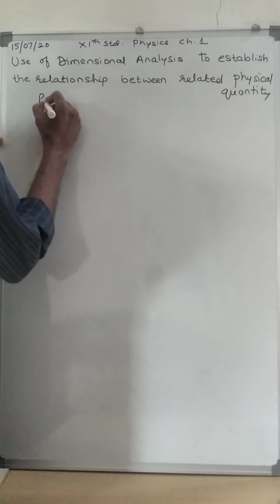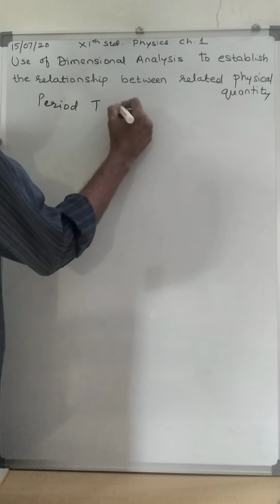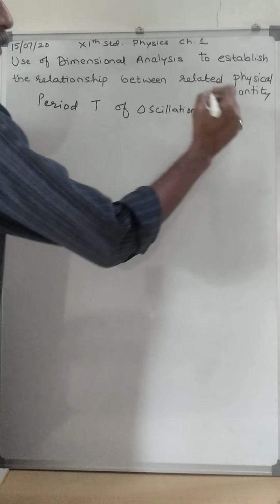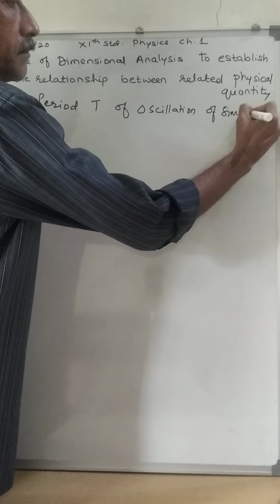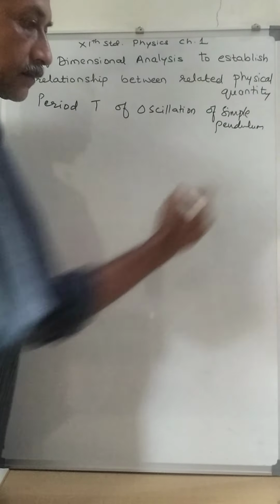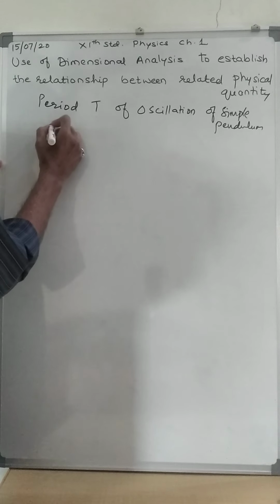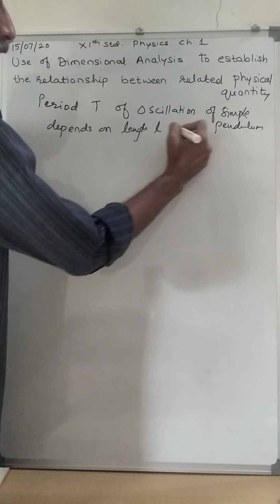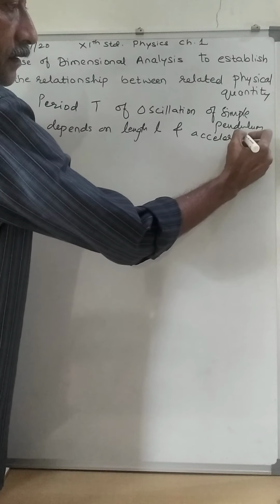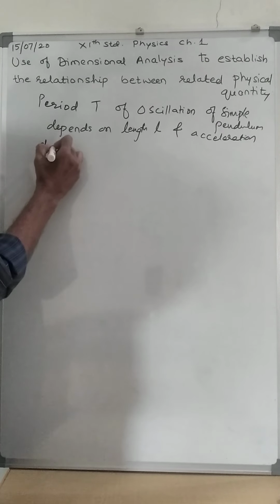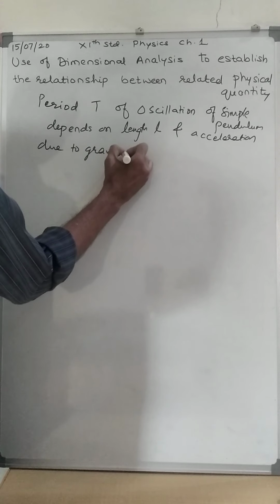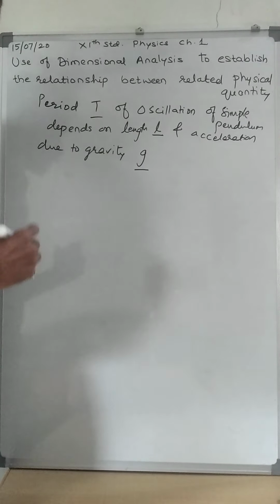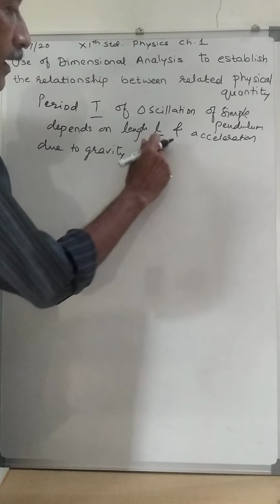Now, the period T of oscillation of a simple pendulum depends on length, L, and acceleration due to gravity, G. So this is L, this is G, this is T. So let us derive the relation between T, L and G.